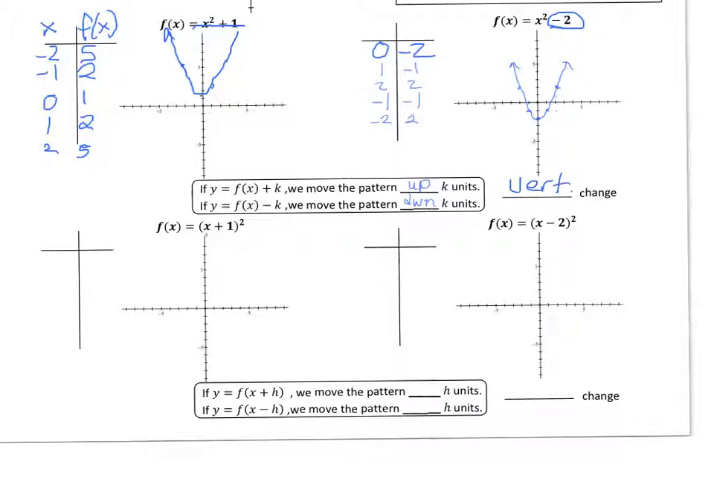Okay, now let's do an add and subtract on the inside. So now we're going to do a +1 on the inside.